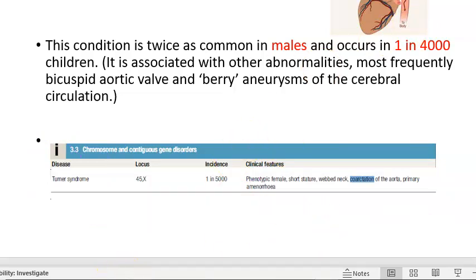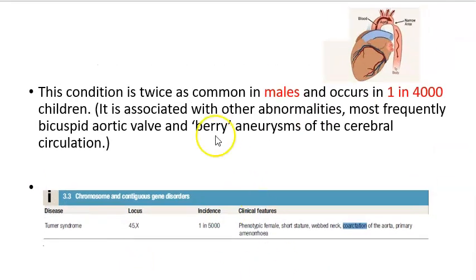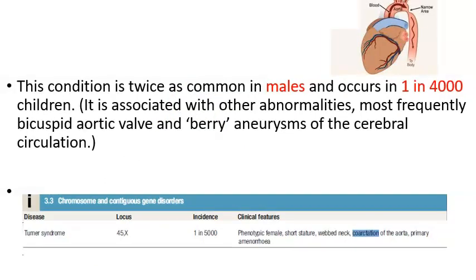So where is this condition more common? In male, 1 in 4,000 children can have it, and Turner syndrome people can have coarctation of aorta. Turner syndrome is 45X, remember. So 45X is Turner syndrome, right? So prevalence you got. Now very good. Now let's move on.